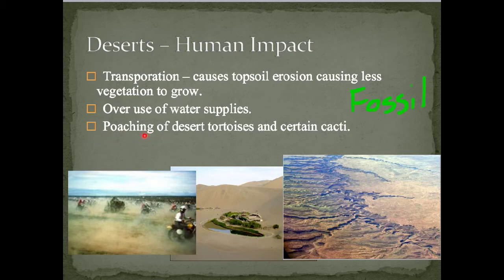And then also poaching, which is a big concern of those desert tortoises and certain types of cactus. Think about that, cactus poaching. Well, yeah, if you're going to remove this from that area to try to sell it somewhere else or use it for some type of purpose, you can have poaching of plants.